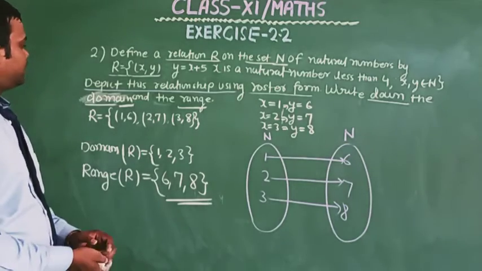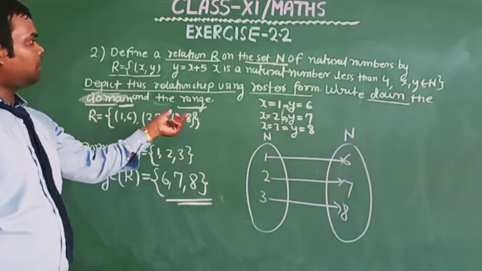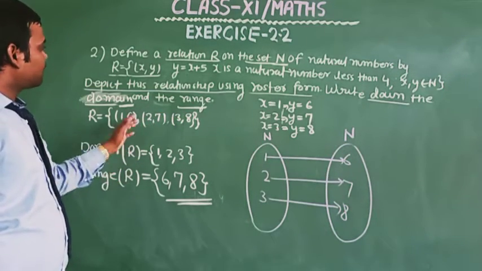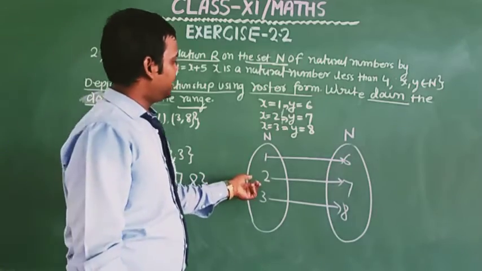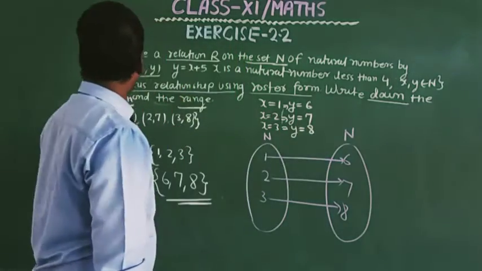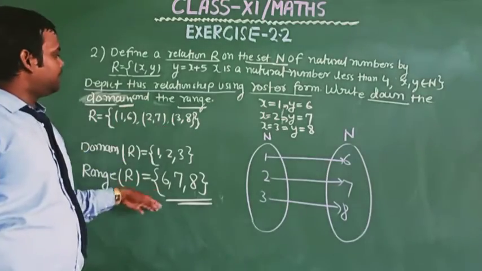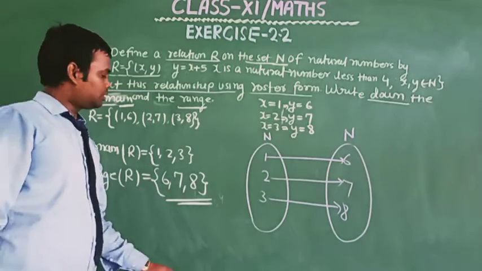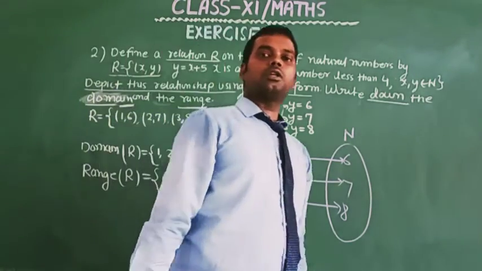So finally we have solved all the parts: the arrow diagram, and domain and range. So this is the required solution of question number 2.